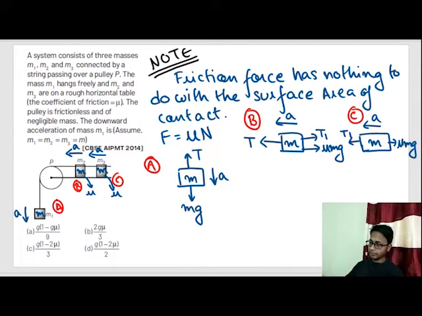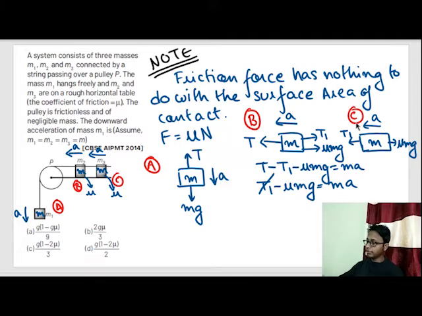Now let's draw these two diagrams. Let's solve equations B and C together. From B, T minus T1 minus mu mg is equal to ma. From equation C, T1 minus mu mg is equal to ma. So this T1 gets cancelled. T minus 2 mu mg is equal to 2 ma. So this is our combined equation of B and C.